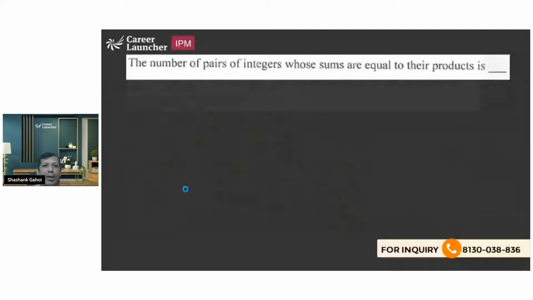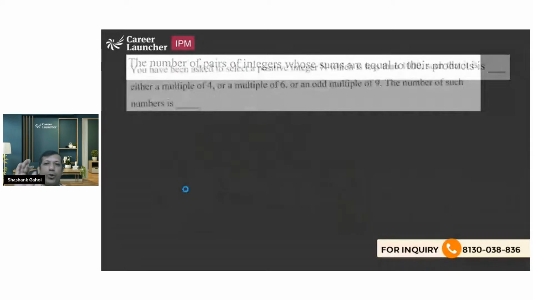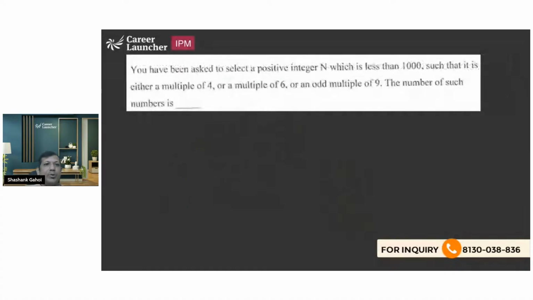Okay. Now, let's move on to the next one. And what does it say? You have been asked to select a positive integer n that is less than 1000 such that it is either a multiple of 4 or it is a multiple of 6 or an odd multiple of 9. और ऐसे कितने नंबर हैं? ठीक.